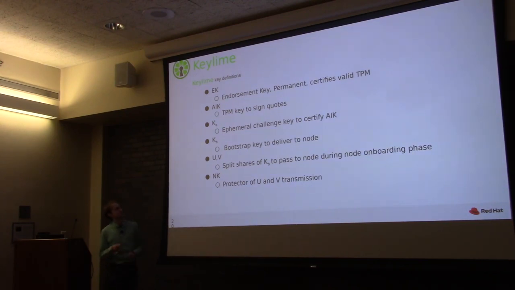The third is one that's specific to Keylime. It's an ephemeral key that is going to be a challenge to verify during the registration process. There's the bootstrapping key, which is the key that we're actually trying to bootstrap in the system. And then there are two other keys we're using for Keylime. U and V are the two halves of the bootstrapping key. And then NK is the key that the node will produce to protect the keys in transit.